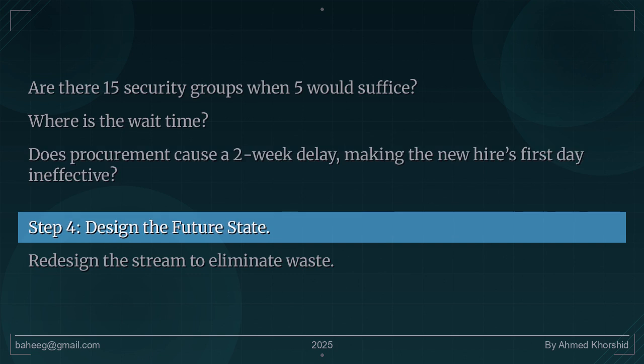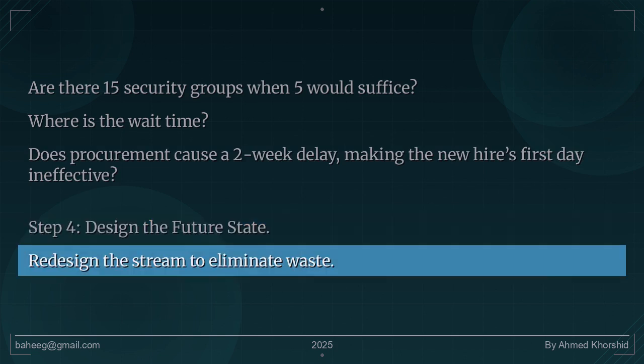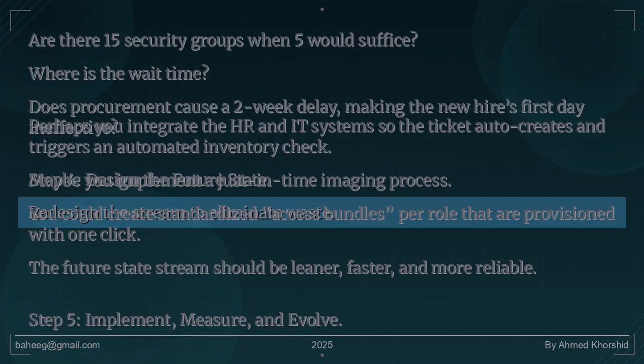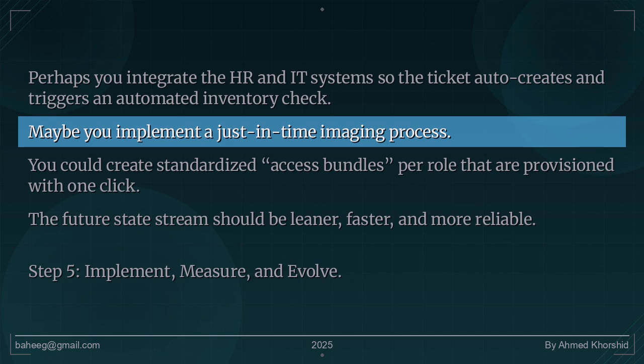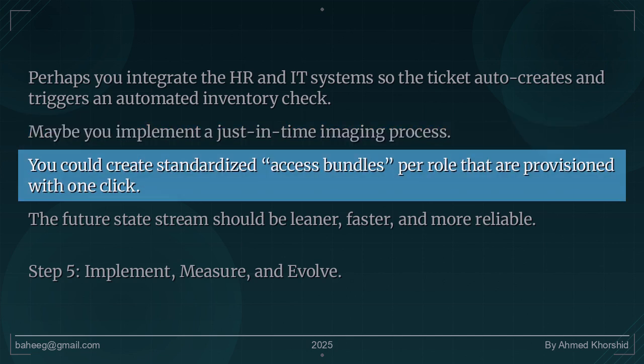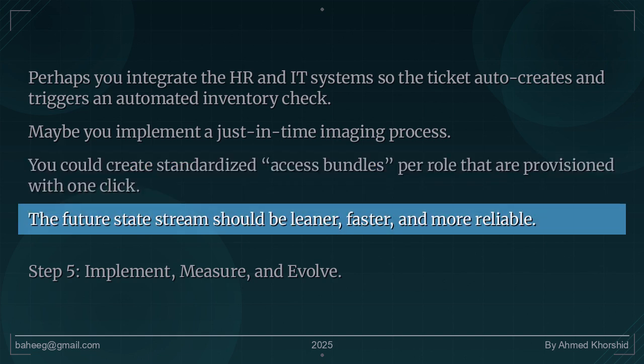Step 4. Design the future state. Redesign the stream to eliminate waste. Perhaps you integrate the HR and IT systems so the ticket auto-creates and triggers an automated inventory check. Maybe you implement a just-in-time imaging process. You could create standardized access bundles per role that are provisioned with one click. The future state stream should be leaner, faster, and more reliable.